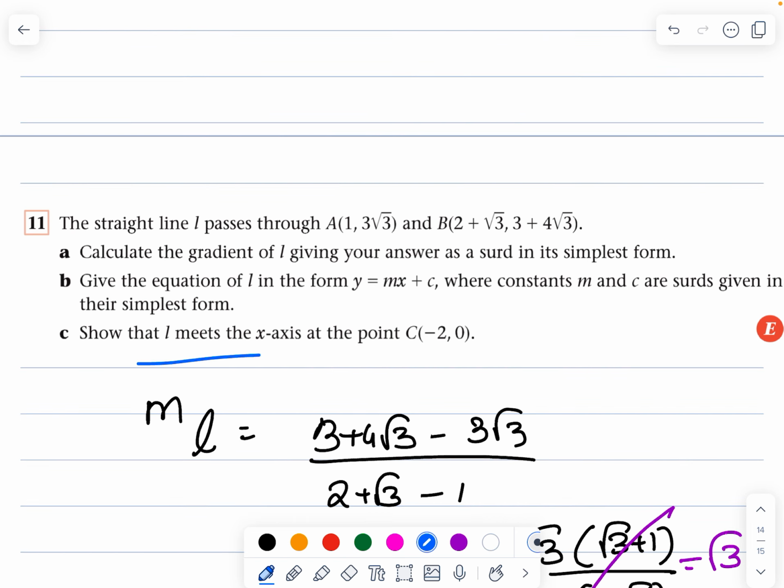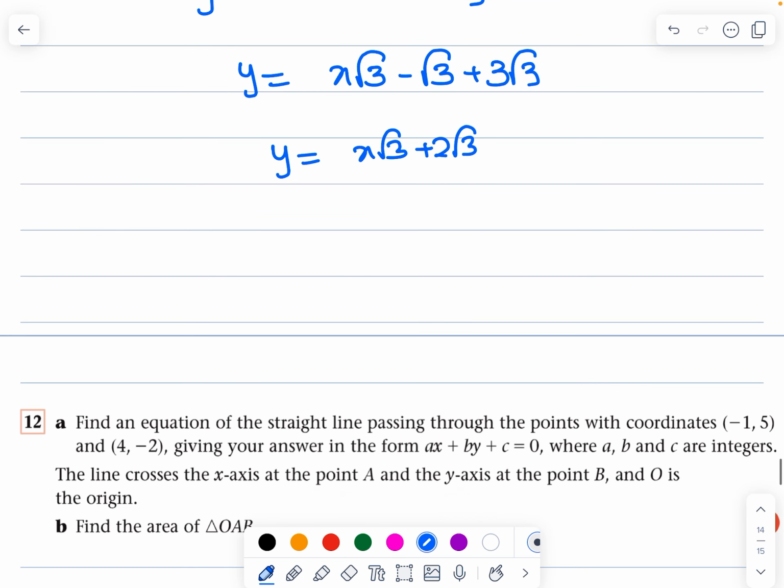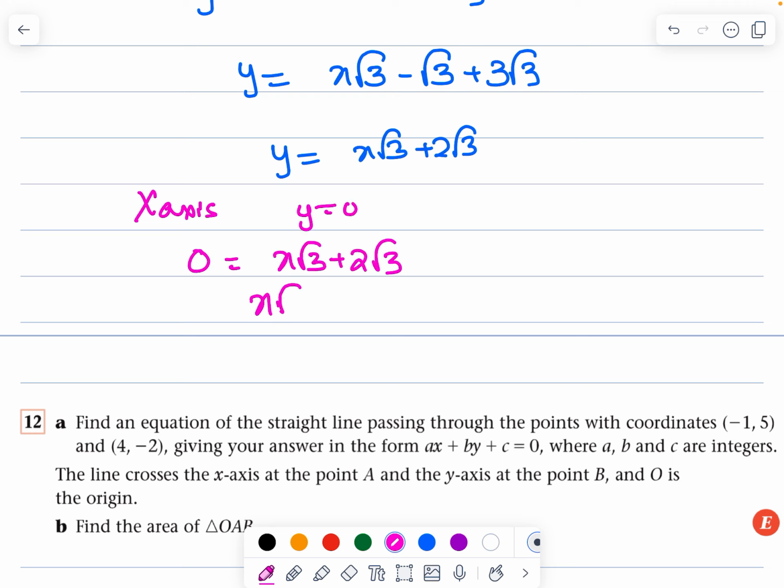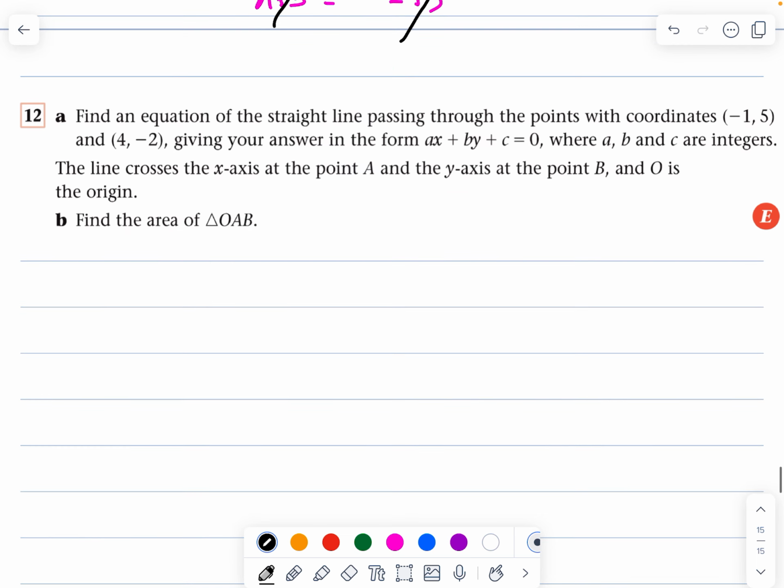Then show that L meets x-axis at minus 2 comma 0. X-axis means y equals 0. 0 equals x root 3 plus 2 root 3. So x root 3 equals negative 2 root 3. Root 3 gets cancelled. x equals negative 2. So the point is negative 2 comma 0.